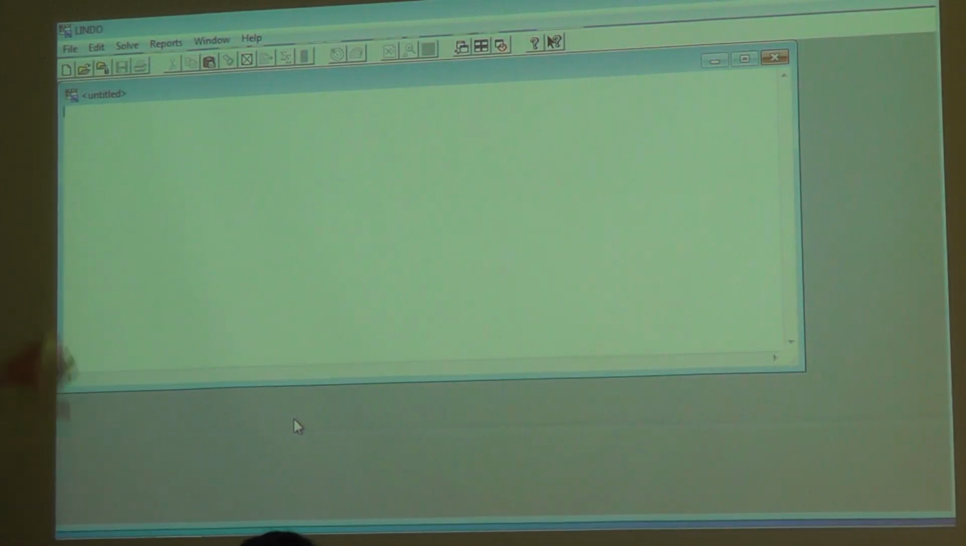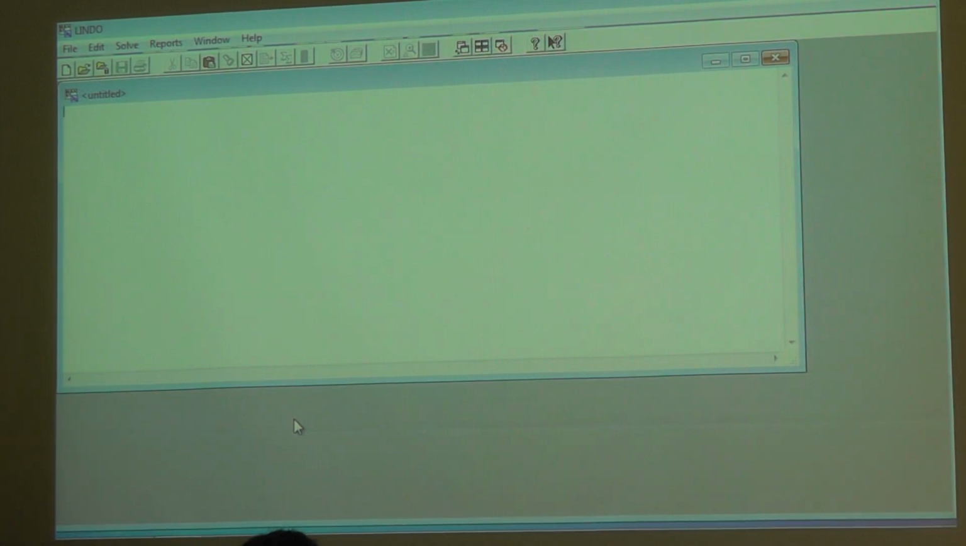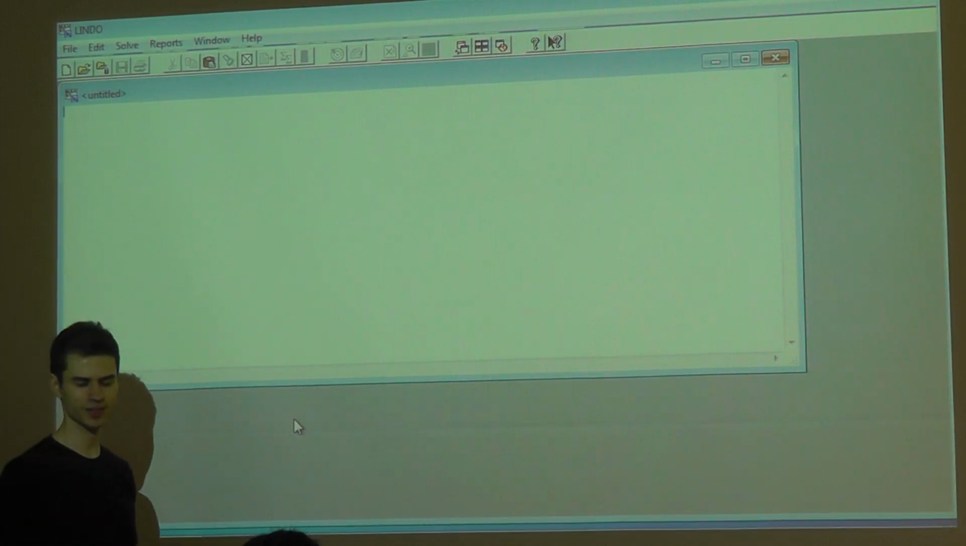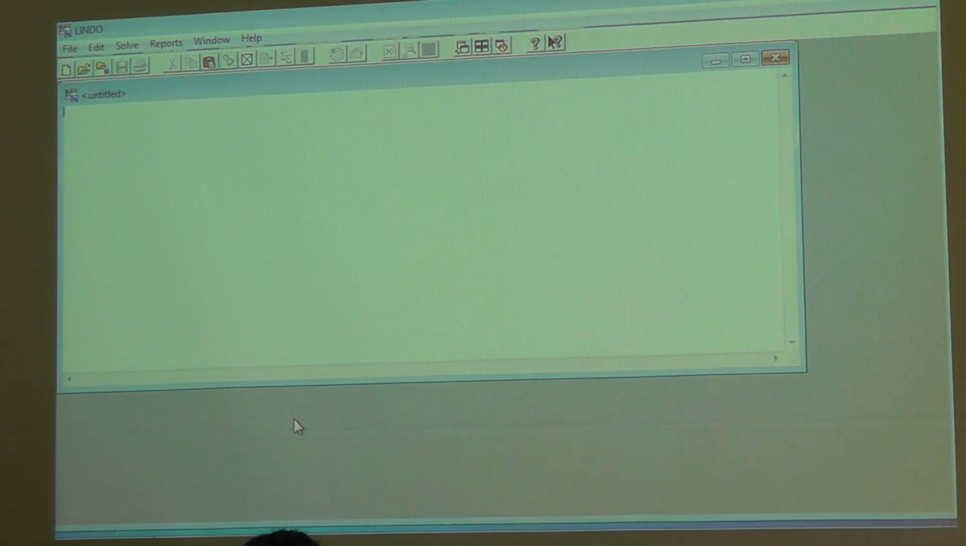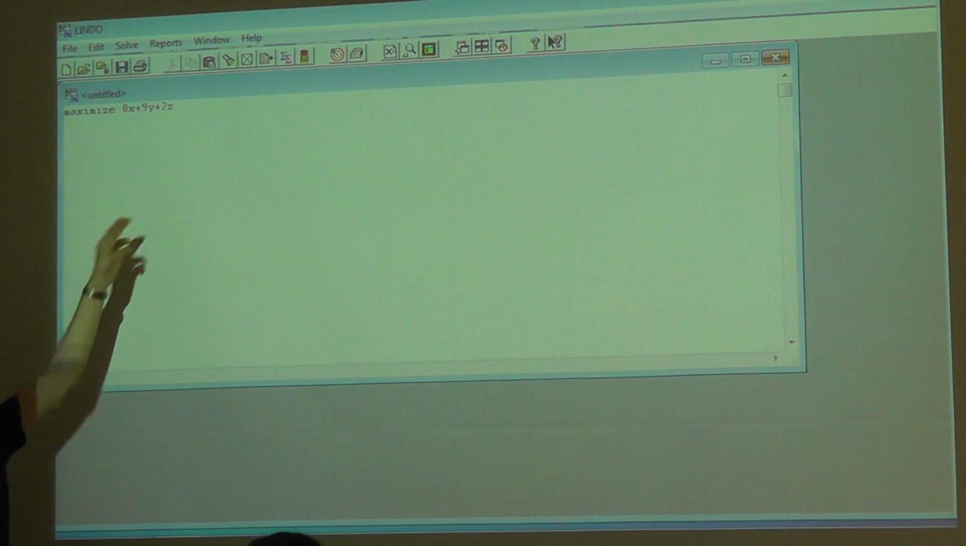First of all, it opens the window where you input the program, and the syntax is very natural. Say you want to maximize some function, so you write that you want to maximize, then you write down what function you want to maximize, say 8x plus 9y plus 2z. So that's our objective function.